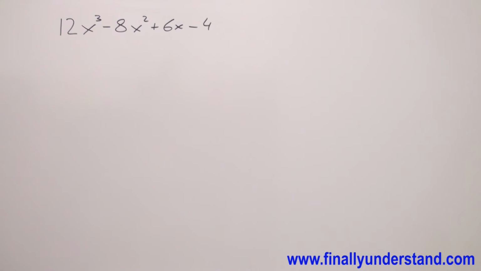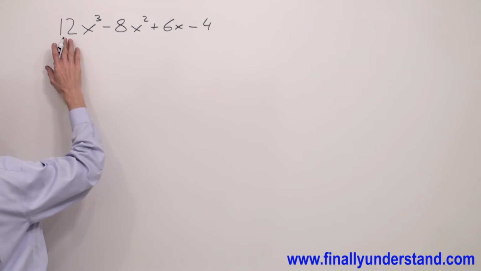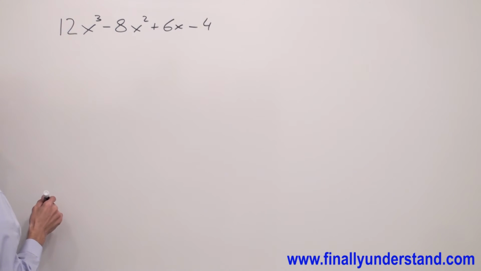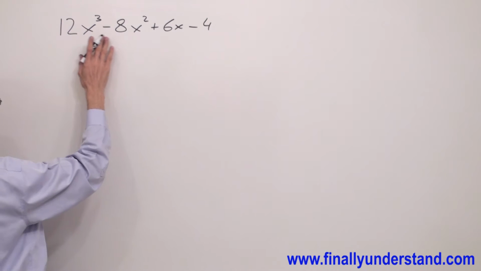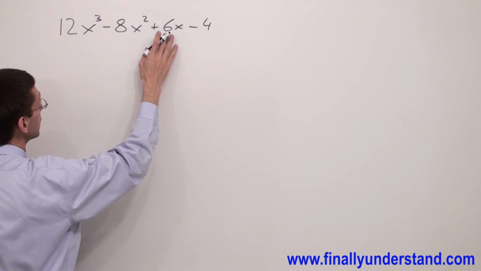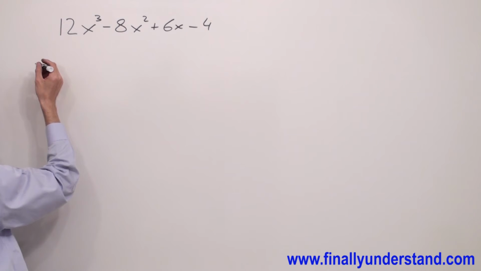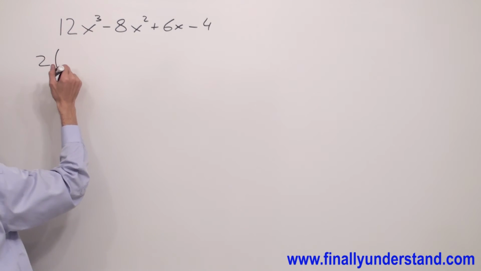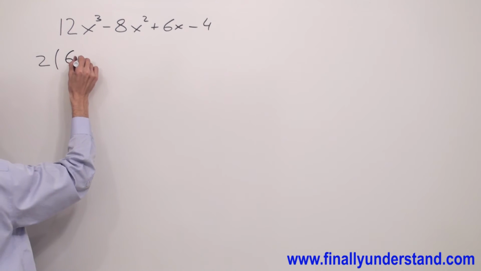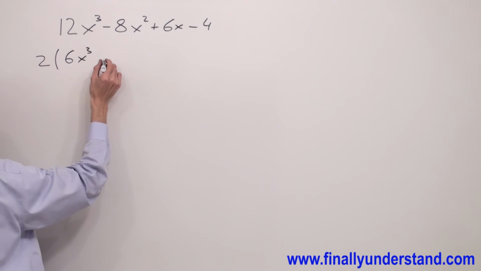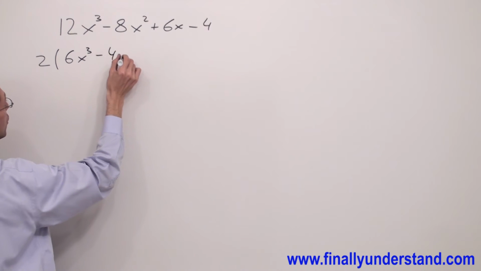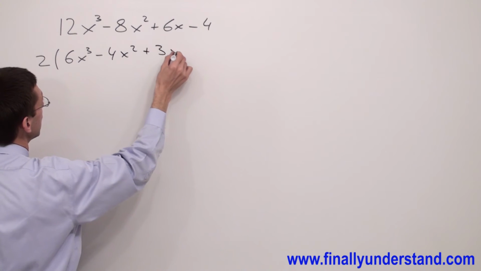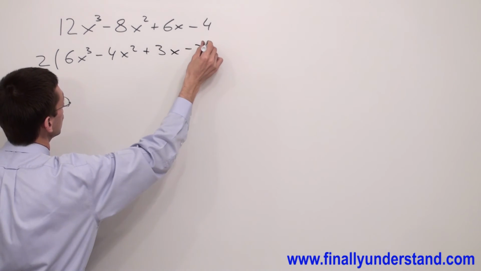Anytime you have a problem like this, you're supposed to look at the numbers first and factorize the common factor if this is possible. The common factor for 12, 8, 6, and 4 is 2. That's why I'm going to factorize 2 first. Okay, and I'm going to have inside of the parentheses 6x cubed minus 4x squared plus 3x minus 2.